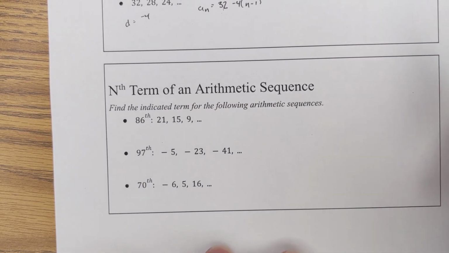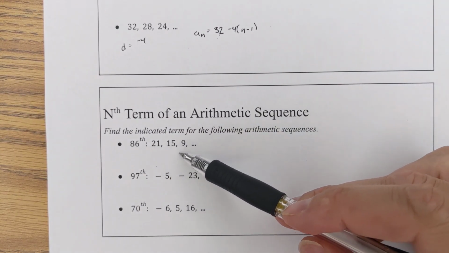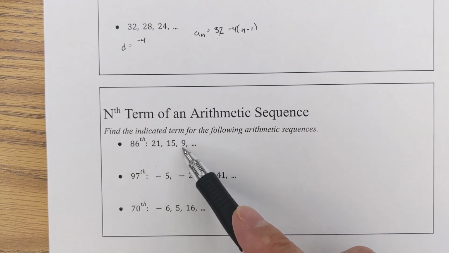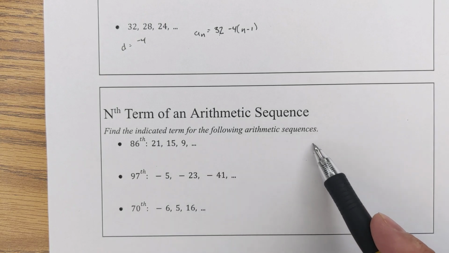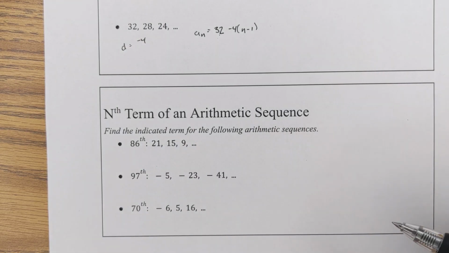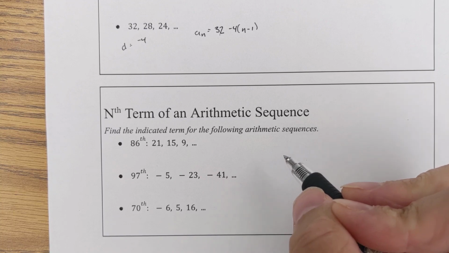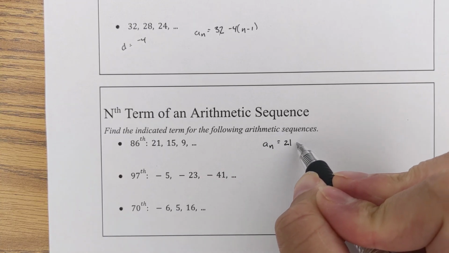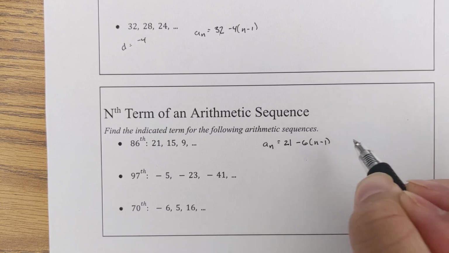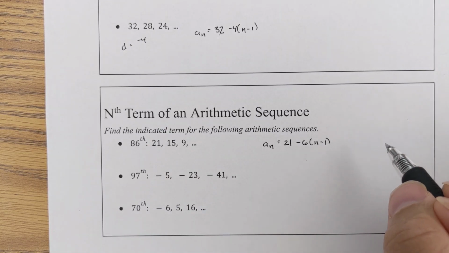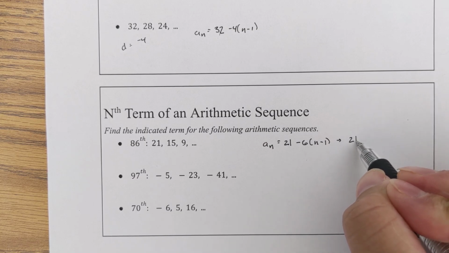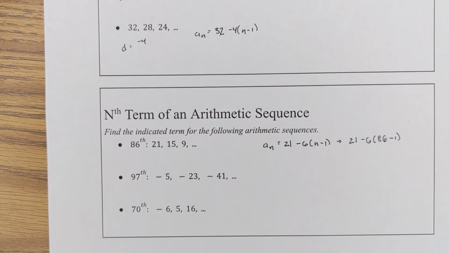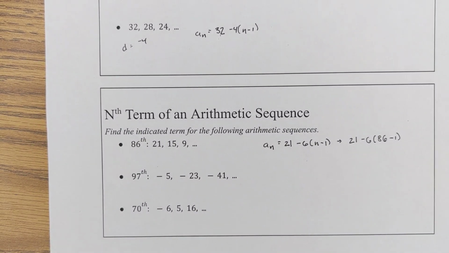Okay, so using the explicit formulas, we can find any term we want. For 86, if I wanted to, I could do 21, 15, 9, so I'm subtracting 6 each time. I could just keep subtracting 6 until I got to the 86th number of the list. However, it's faster if we use our formula. So our formula is going to be a_n, first number, we're subtracting 6 each time, times n minus 1. Except I want the 86th term of the list. So I just take 21 minus 6 times 86 minus 1. And that can all go in my calculator, and I can solve it out.